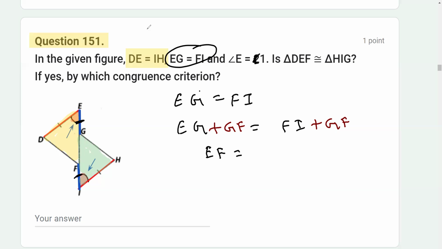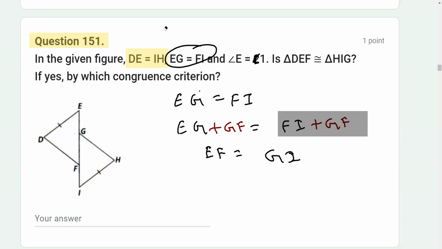On the other side, you can see that we have this, that is FI. This is FI. When added to GF, this is GF. So if I add, we'll get this thing, that is GI. We'll get this as GI. Now figure out. You can say now the triangles will be congruent.